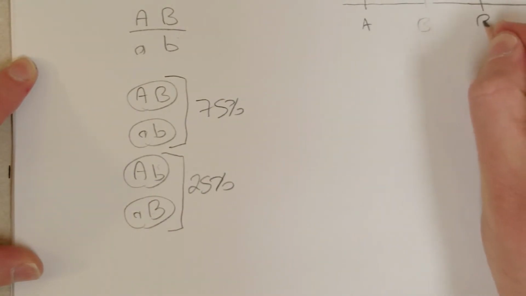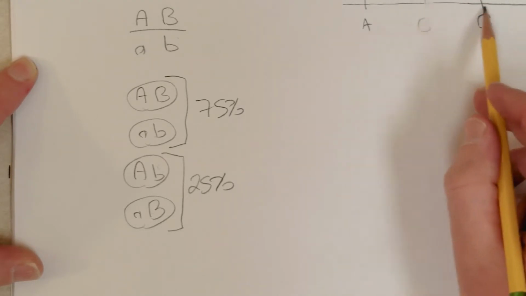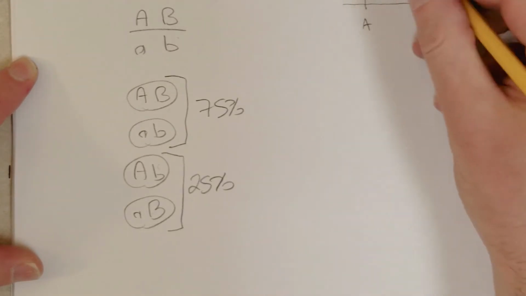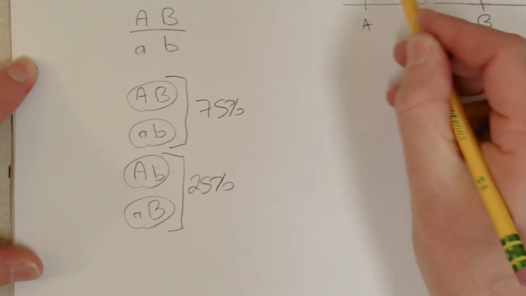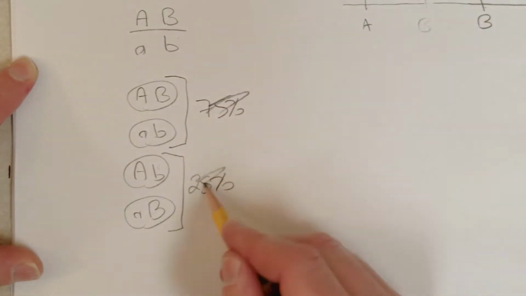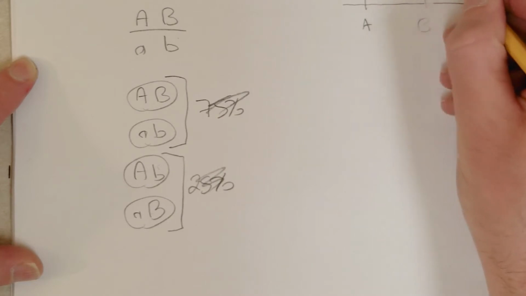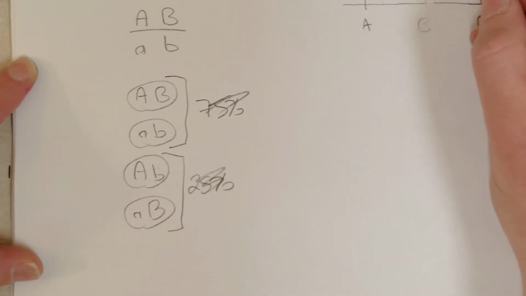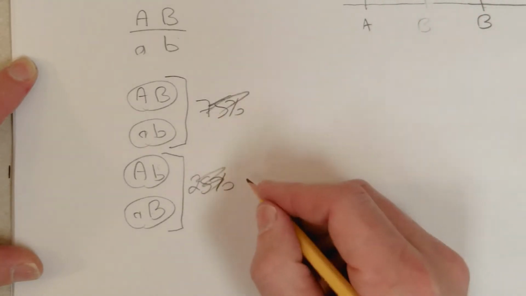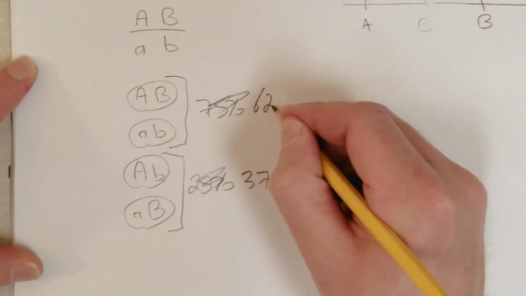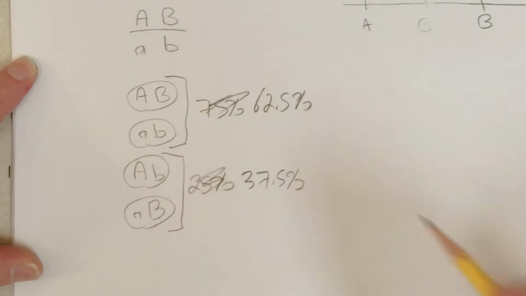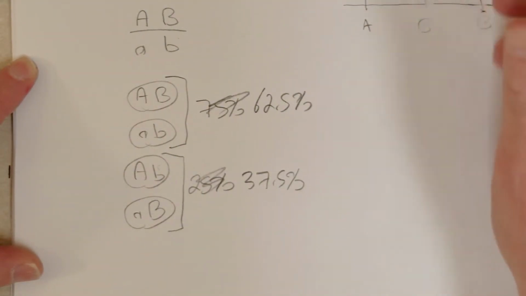But what happens if B was way out here, a little further away? Well, then we would predict, which is most often the case, that this goes up, let's say 37.5 centimorgans. So we'd have 37.5% recombinant gametes and 62.5% non-recombinant. What if we go all the way out here?